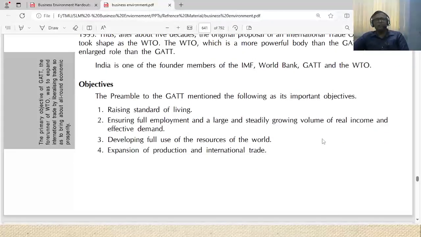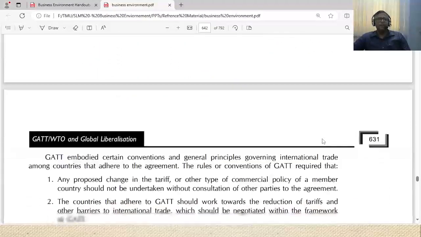The preamble of the GATT mentioned the following main objectives. First, raising the standard of living. Second, ensuring full employment and a large and steadily growing volume of real income and effective demand. Third, developing the full use of the resources of the world. Fourth, expansion of production and international trade.